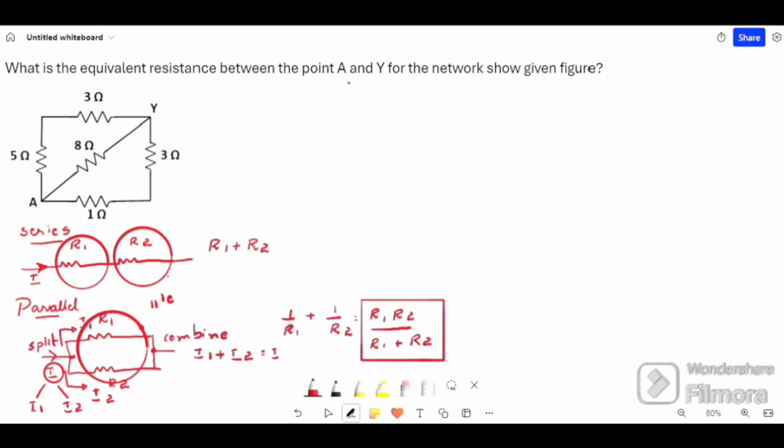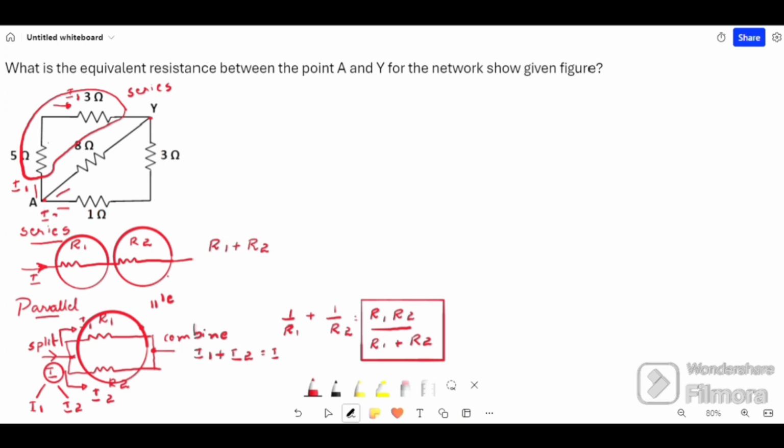Now, to find the equivalent resistance of the network between points A and Y, let us consider current I at point A will split into three paths because it has three different paths. In the path of the 5 ohm resistor, consider part of the current I1 will flow. The same current will flow in the 3 ohm resistor because there is only one path. When the same current is flowing into both resistors, it is known as series connection. So 5 ohm and 3 ohm are connected in series.